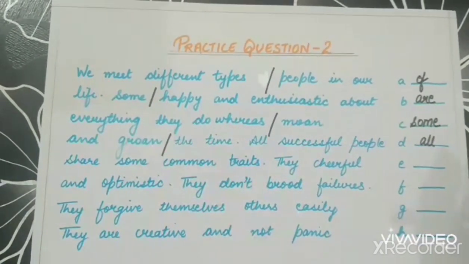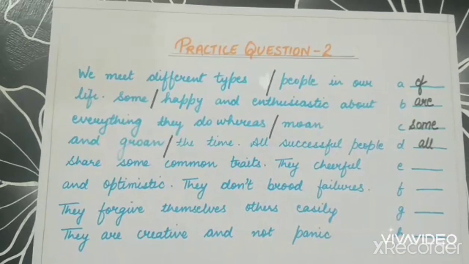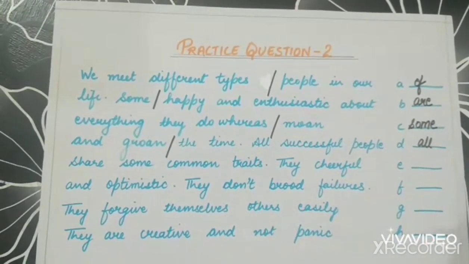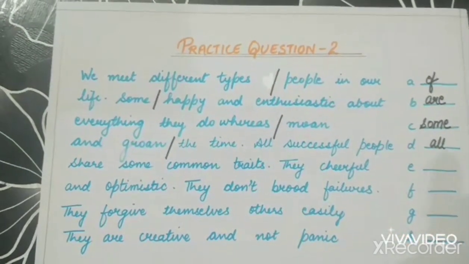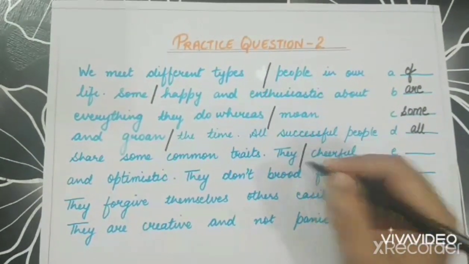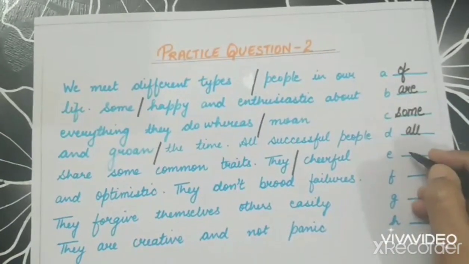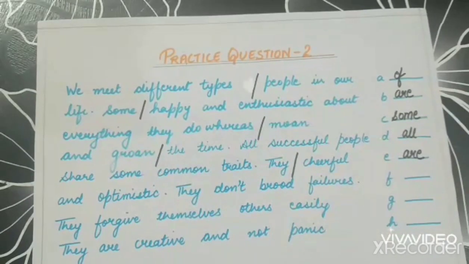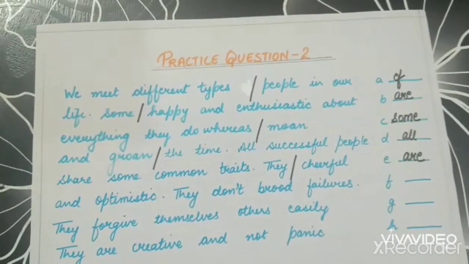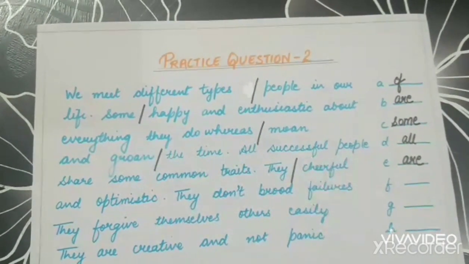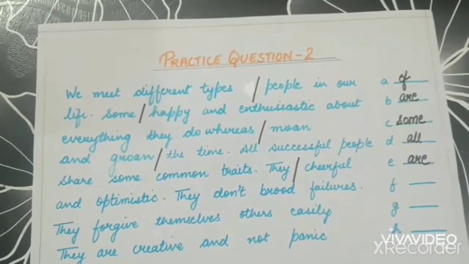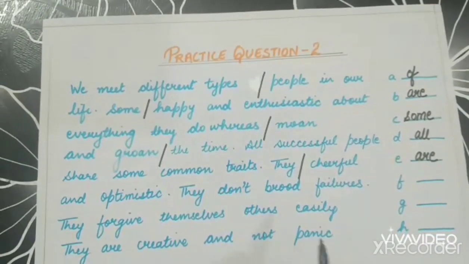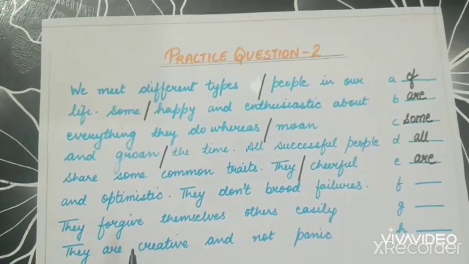All successful people share some common traits. They cheerful and optimistic. They cheerful and optimistic? No, this sentence is grammatically incorrect because there is no verb in this sentence. So, they are. Now why are we using are? Children, because this whole paragraph is in present tense. And if you remember, I told you that we will use the helping verb according to the tense that has been used in the paragraph. They are cheerful and optimistic.